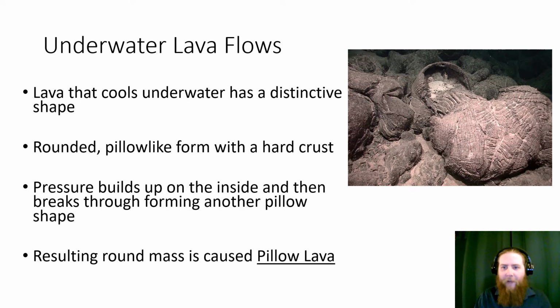Underwater, we get lava flows, and they form these really cool, distinctive shapes. These are rounded, pillow-like forms. They have a very hard exterior crust. You can see this one that's broken open here. When pressure builds on the inside, these can break open, and then another pillow shape will form in front of it. These resulting round masses are what we call pillow lava because of their round shape. They resemble a pillow.